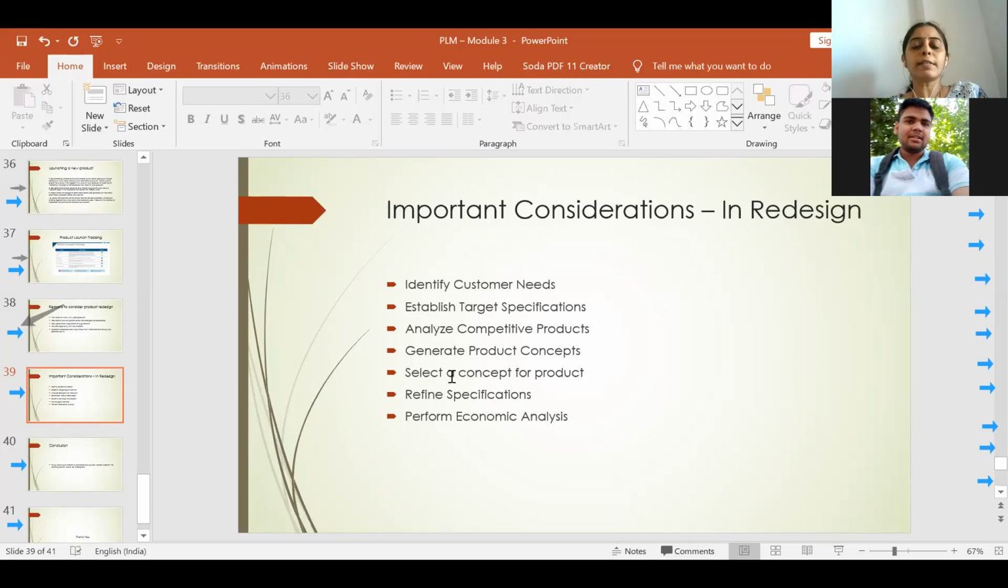Then based on the redesign you have to generate the product concepts. Then you have to select a concept for that particular product. Then you have to refine the specifications. After refining the specifications, you have to perform an economic analysis to check that all the needs, requirements and specifications from all the people are being achieved. Once all these things are achieved, you can go for remanufacturing of the product related to the new design you have done based on the customer needs. So all these considerations should be taken care of in redesigning a product.